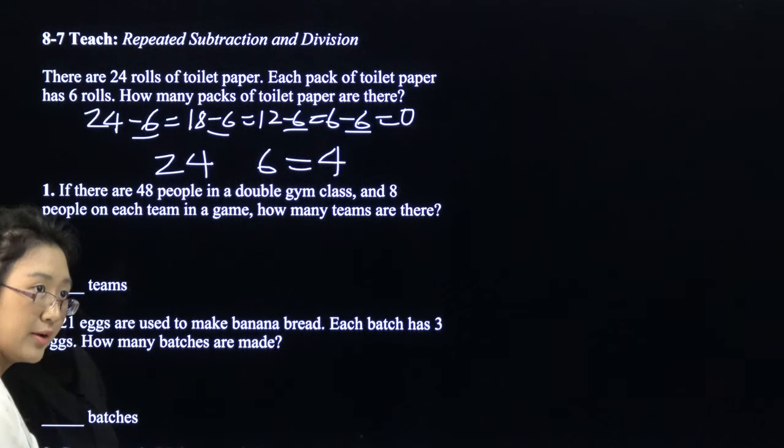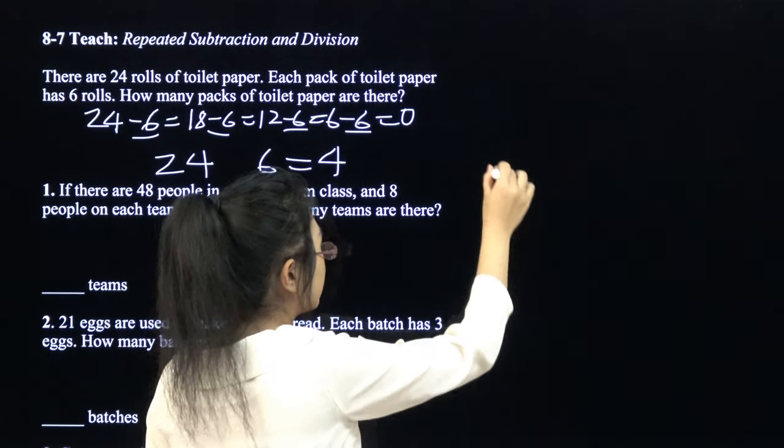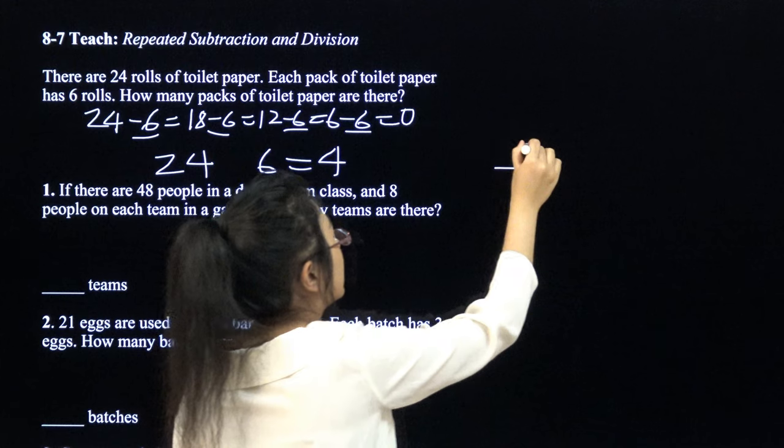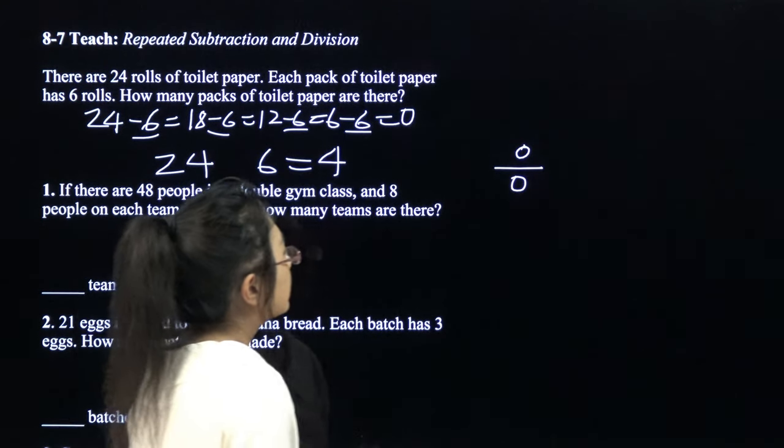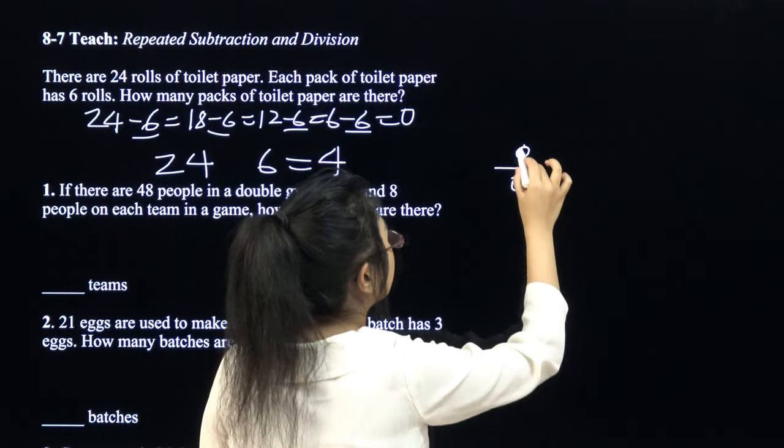But what's the division sign? The division sign is this. A line with 2 circles. These circles are supposed to be filled.